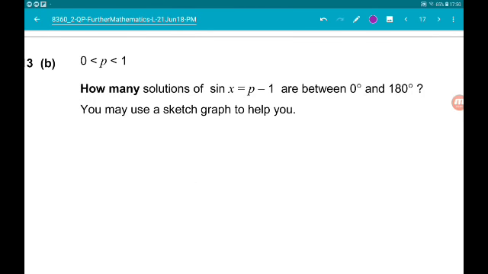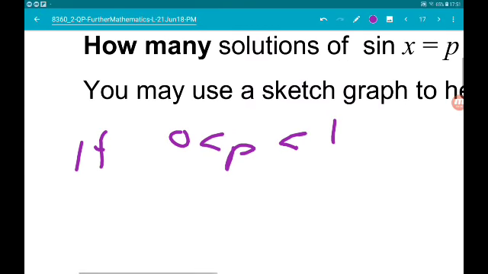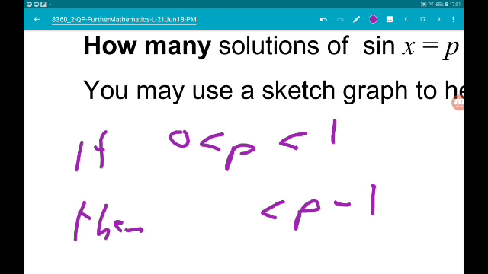Okay, then for part B, we are told P is between 0 and 1. How many solutions of sine of x equals P minus 1 are there between 0 degrees and 180 degrees? You may use a sketch graph to help. Okay, so if P is greater than 0 but less than 1, then P minus 1 is greater than minus 1 and less than 0.